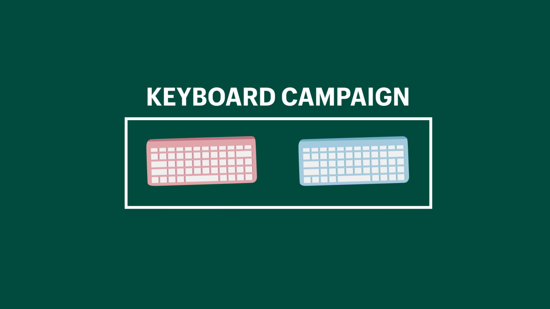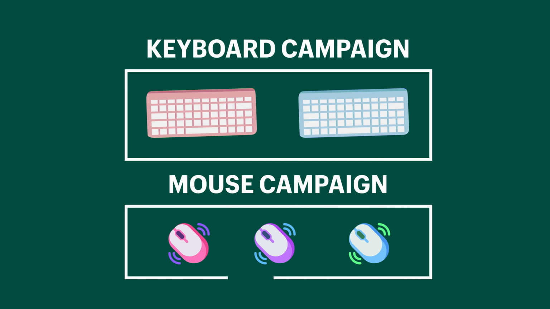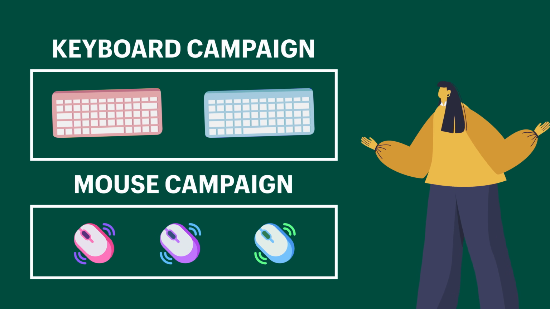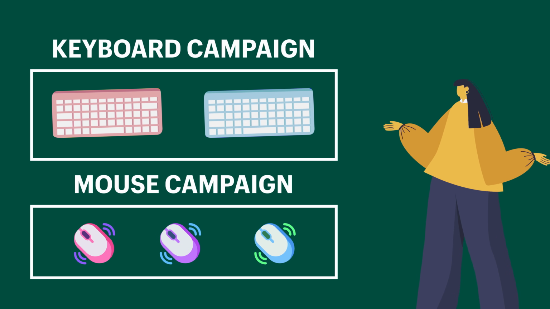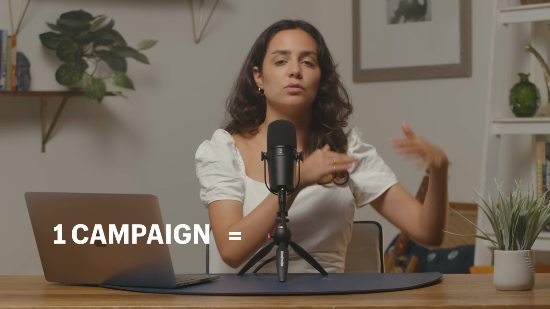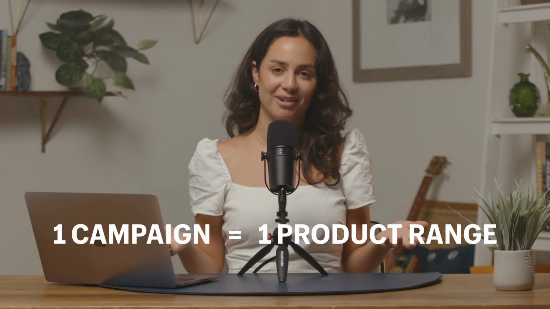So all the keyboards would go in one campaign and all the mice, let's say you sell mice as well, in another. Because that same person that would be willing to buy a keyboard from you might also be looking for a mouse, which means you're not gonna have any overlap issues. So I know that was a lot, but bottom line is, to recap, each campaign has 1 product range, not 1 product.